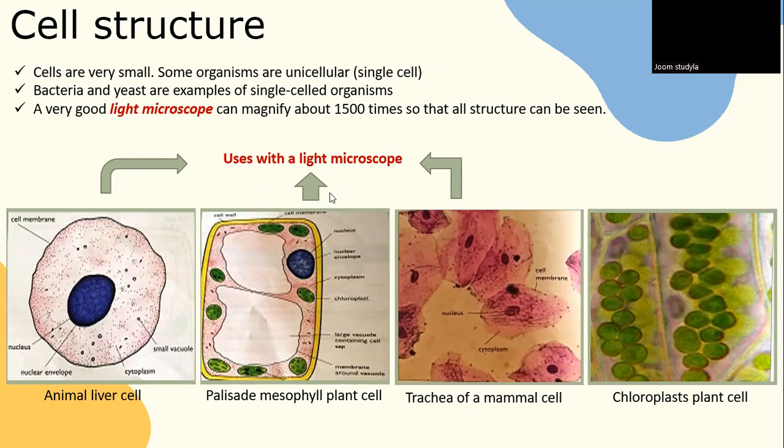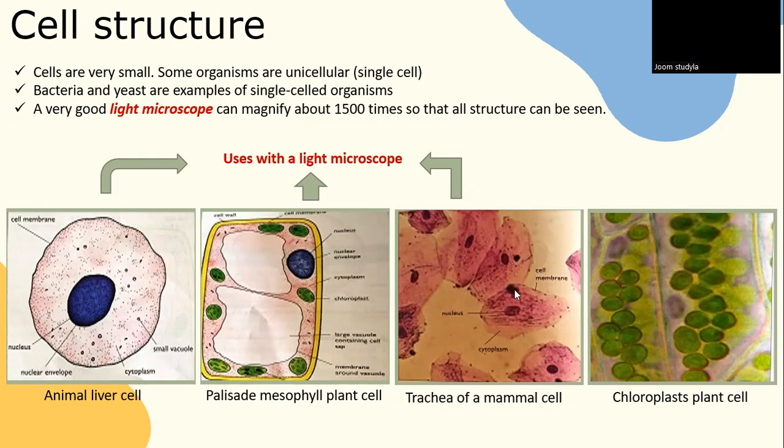If you use a light microscope, you can see this type of animal liver cell. In the center part, there is a nucleus. They have cytoplasm, a small vacuole, and also a cell membrane. And if you see the palisade mesophyll of a plant cell, you can see down to the detailed parts, the tiny parts of the cell.